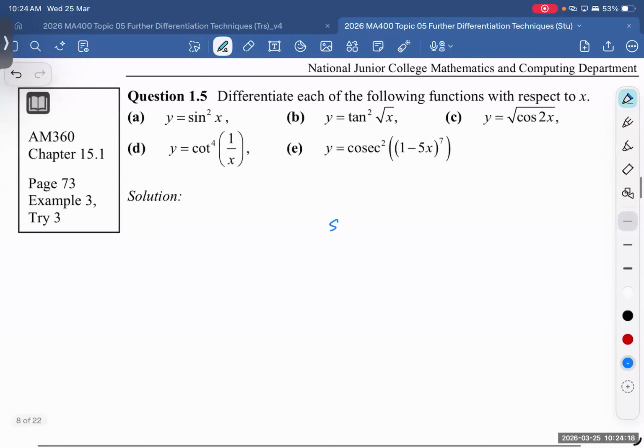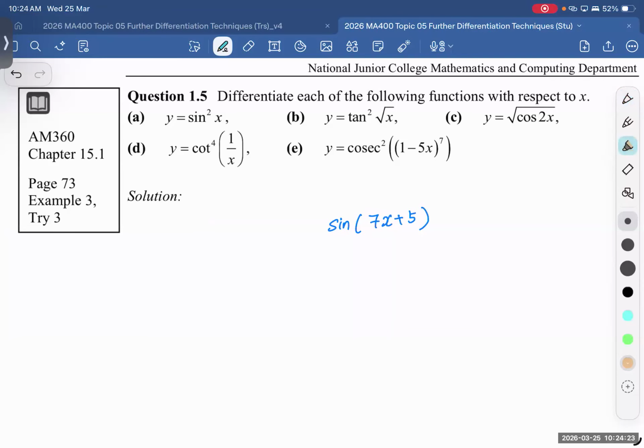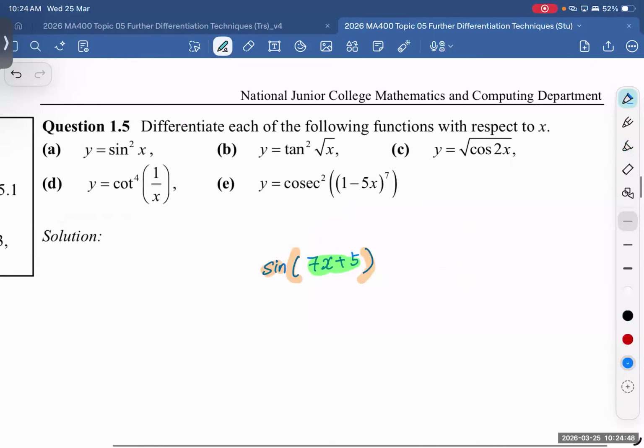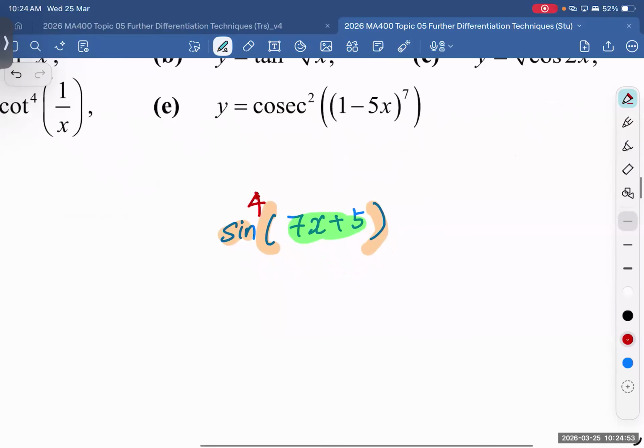The first one is something like this. Okay, so this is sine 7x plus 5. Can you see layer 1, layer 2? But let's say I add a third one, red color, 8, 4. Can I say that this is the second layer, third layer? So how do I do this also?